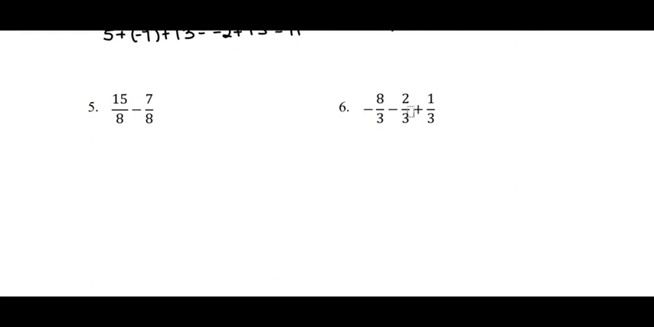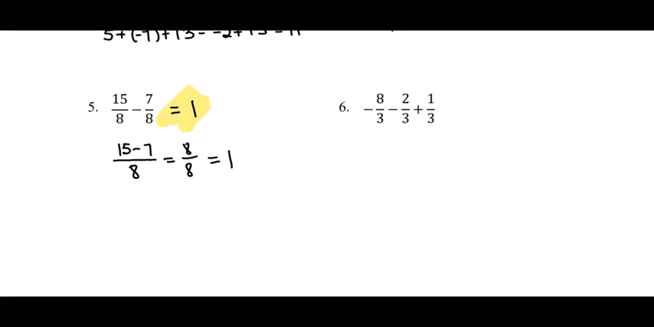So here we have 15 over 8 minus 7 over 8 for problem number 5. So again, keep your denominator 8, and you do 15 minus 7, which will give you 8 over 8. And 8 divided by 8 is a 1. So the correct answer to this problem is 1. And we have the last one here.